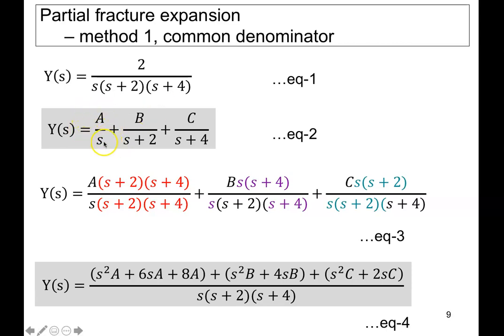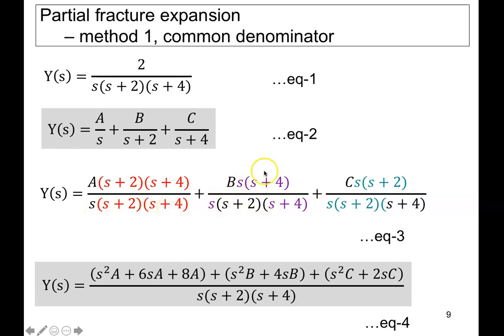So for the first term in equation 2, I need to make up s plus 2, s plus 4. So I'm going to multiply in red s plus 2, s plus 4 to the numerator and the denominator. Now remember, when you multiply something to a fraction and you don't want to change anything, you multiply the same thing to the numerator and denominator at the same time. So that will make the first term comply with the common denominator. So at the bottom, I have s, s plus 2, s plus 4.